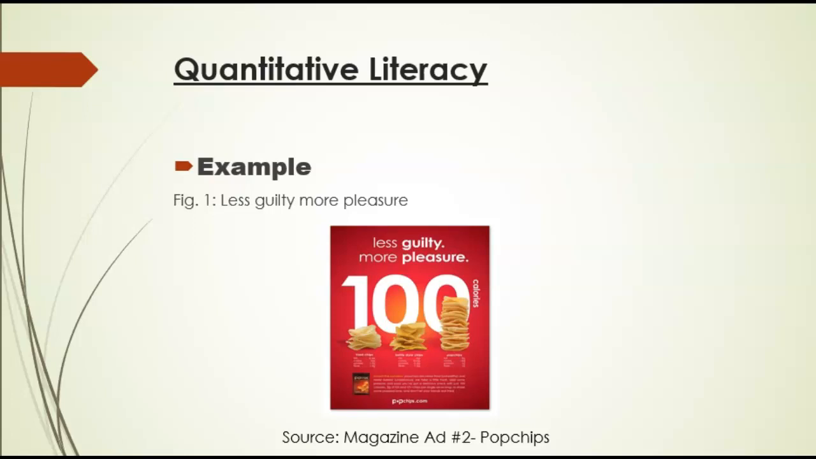For example, let's look at the Pop Chips advertisement. Within this ad, Pop Chips have been compared to fried chips and kettle-style chips to show that Pop Chips are a healthier choice. Fat, carbs, protein, and fiber count have been compared between the three categories, and the difference is used to help customers make an informed decision.